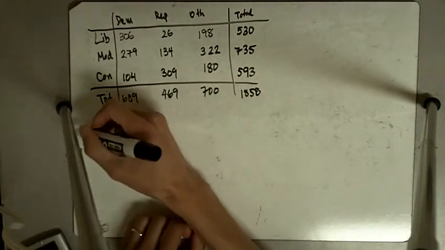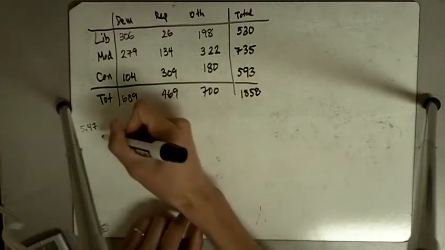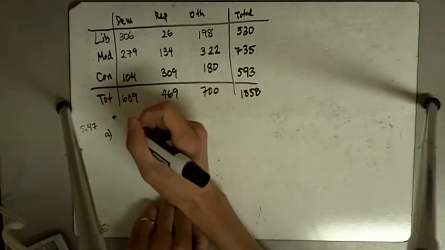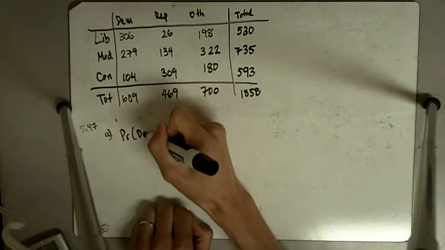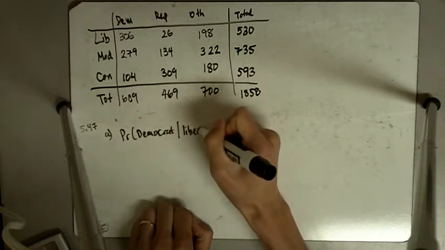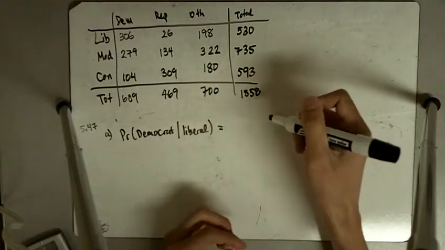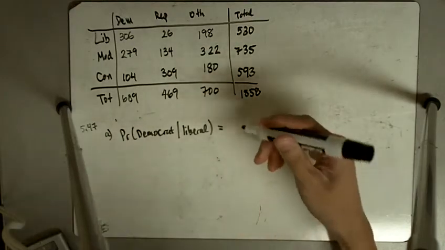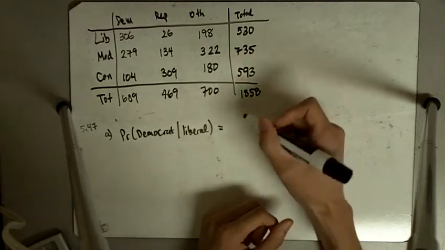Okay, so this is 547, and we're going to calculate some conditional probabilities. The first one says, find the probability that someone is a Democrat given that this person is liberal. So what's the probability that someone is a Democrat given that the person is liberal? If we know someone is liberal, what's the probability that this person is going to be a Democrat? Probably pretty high. If we know someone has liberal ideology, the probability that the person is going to be a Democrat is probably pretty high.